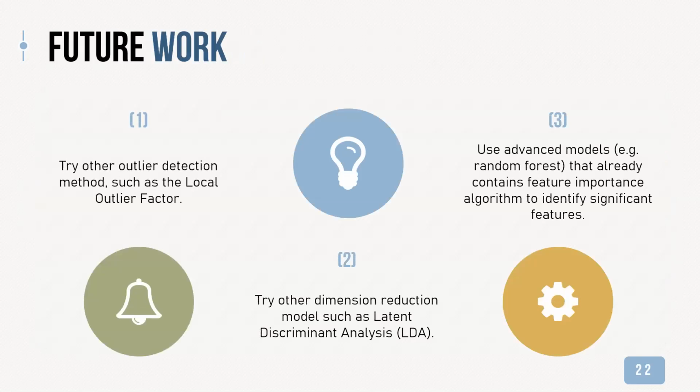Next. So some future work. Because we use a very simple outlier detection method, maybe some future work will be on other detection methods like local outlier factor, and also we may try other dimensional reduction like LDA, as we can see PCA is not so efficient in this scenario. And last one, we may try other advanced models like random forest to proceed to better feature selection.